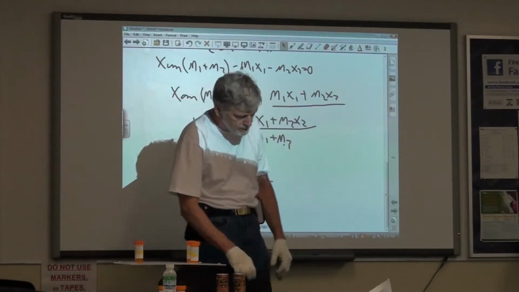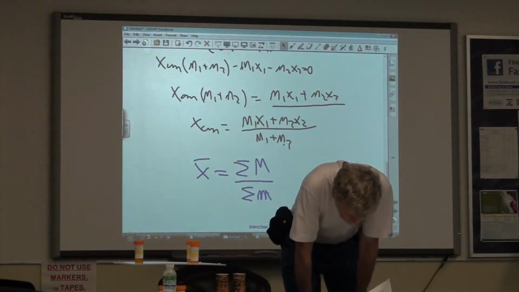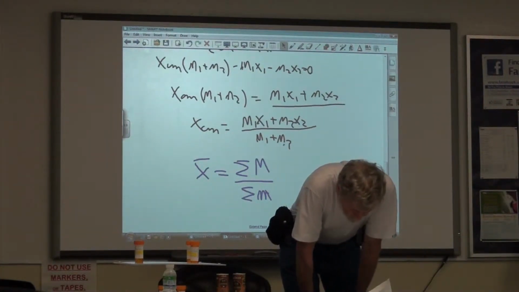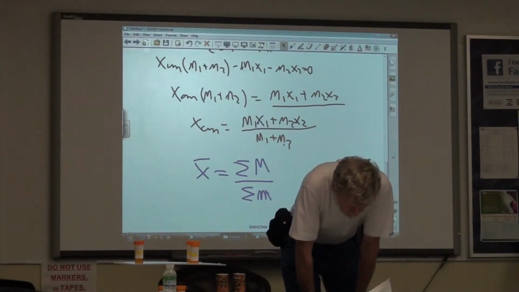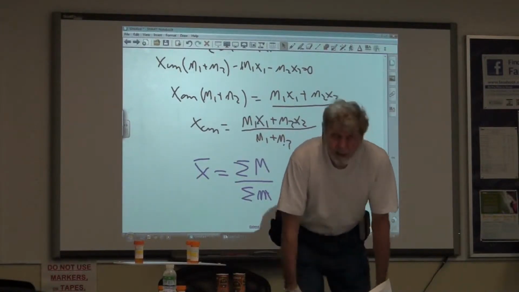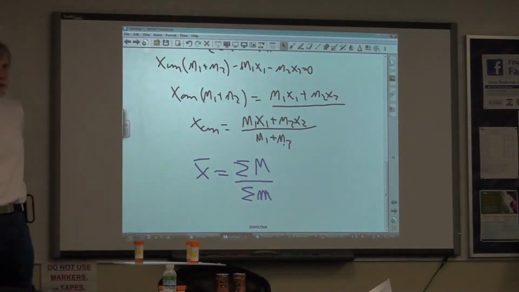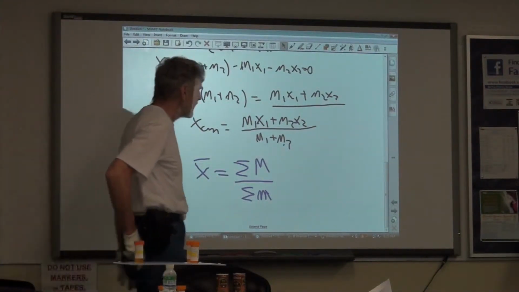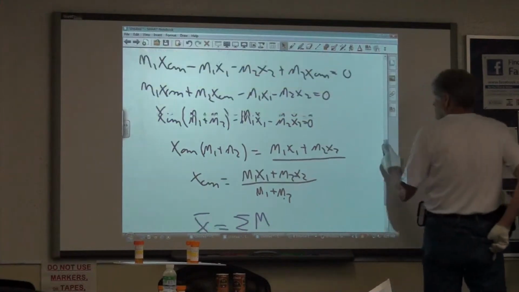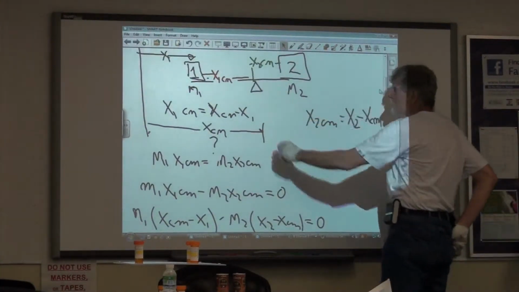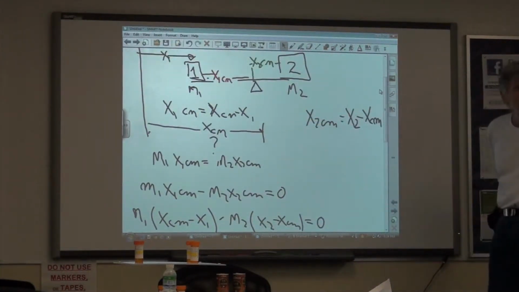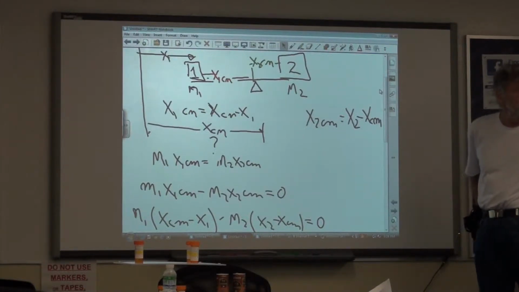So let's touch base with the book. On page 347, in the middle, x bar is equal to what? The sum of moments over the sum of the masses. Okay? A little bit of algebra, all coming from the fact that the center of mass is defined as the point where the balance occurs, where the torques are 0.